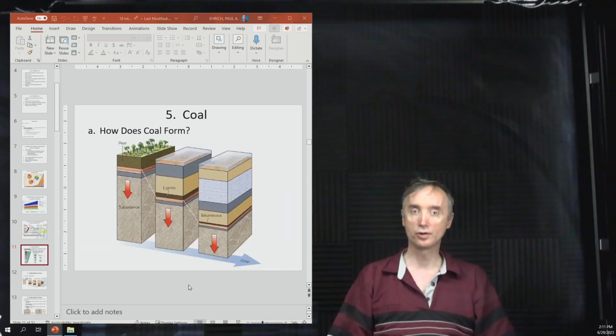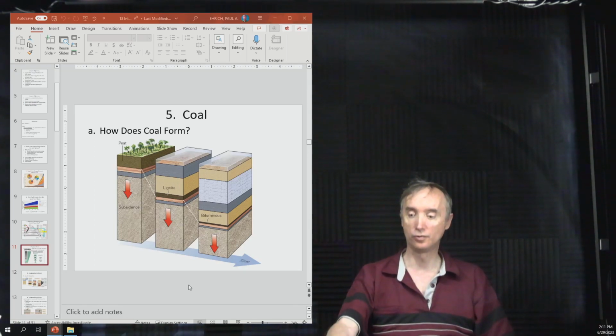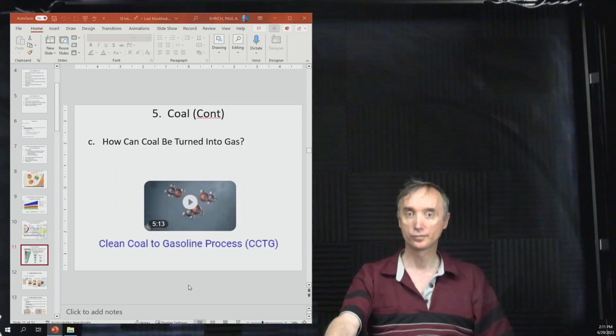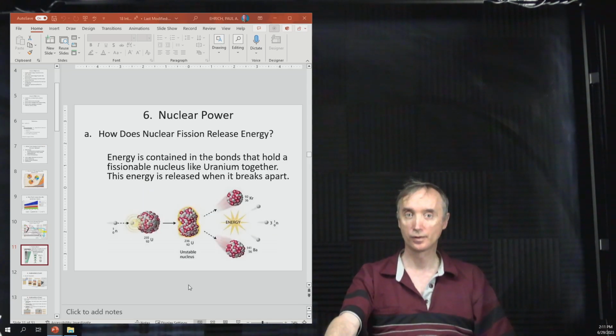Okay, this is an important one. Be able to tell me, how does coal form? Okay, where does coal come from? And then how does coal form? And then here's another chart that shows where coal is found in the world. I would not worry about this one. How can you turn coal into liquid gas? Don't worry about that one.